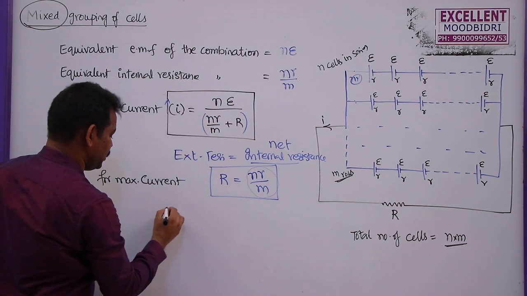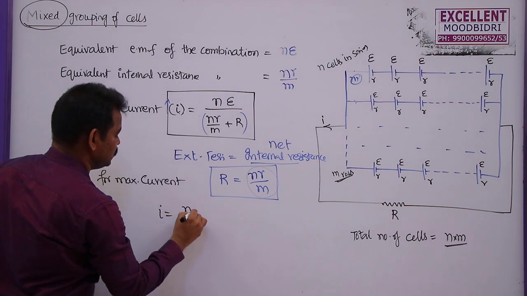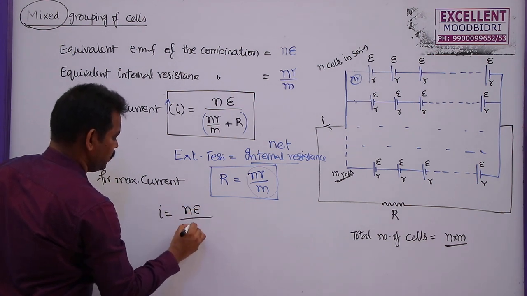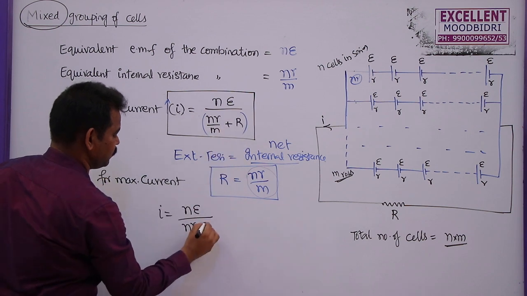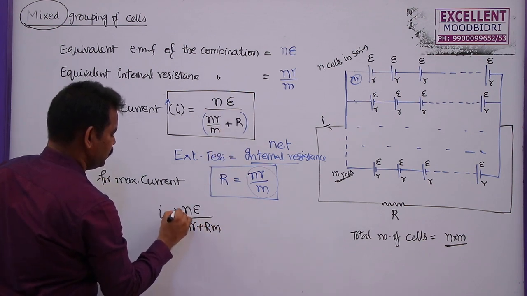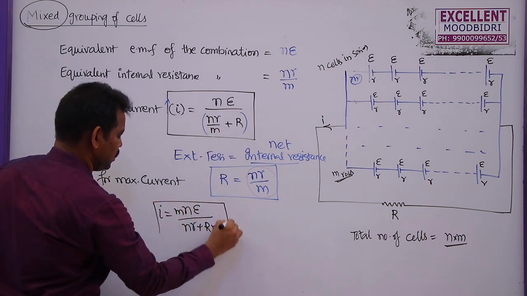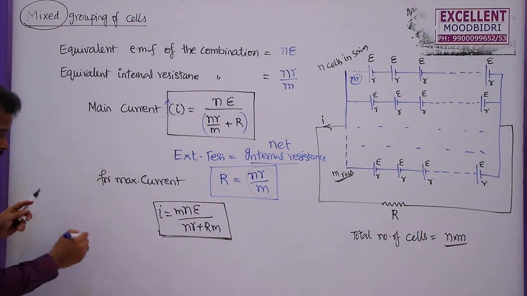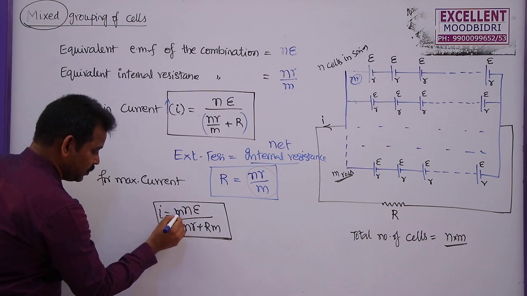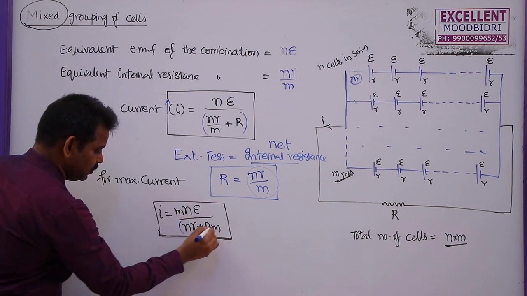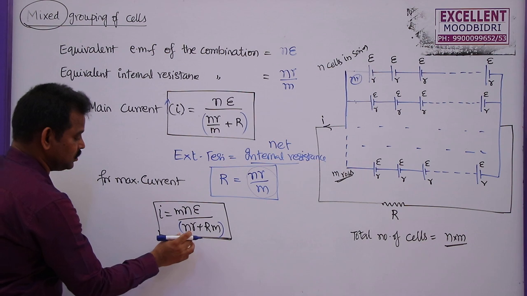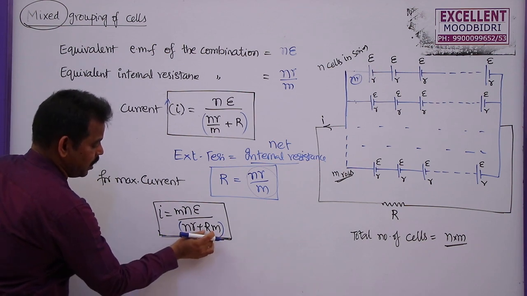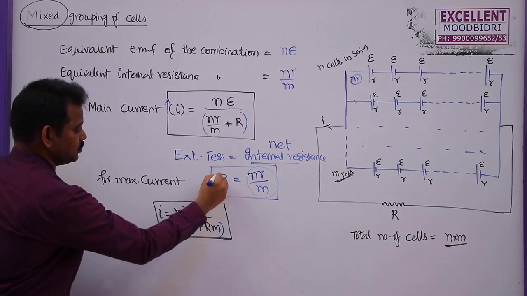So here if we take this current I, this is NE by NR plus, if you take LCM, this will become RM into M. So this is the current that is passing through this one. So for the current to be maximum, now we have a numerator and this is the denominator. Here also you can see NR is equal to RM, or R is equal to NR by M. So this is what we got.